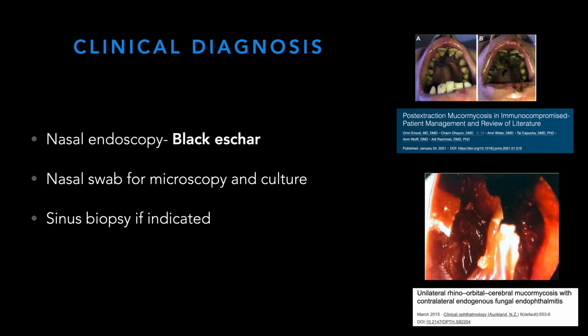How is the clinical diagnosis made? Usually by nasal endoscopy, that is the presence of black eschar. You can see here, this is the left nasal cavity, you can see there is a black eschar, and here in the palate you can see this is again eschar due to mucormycosis. And a nasal swab can be sent for culture and microscopy, and sinus biopsy can be done if it is indicated.